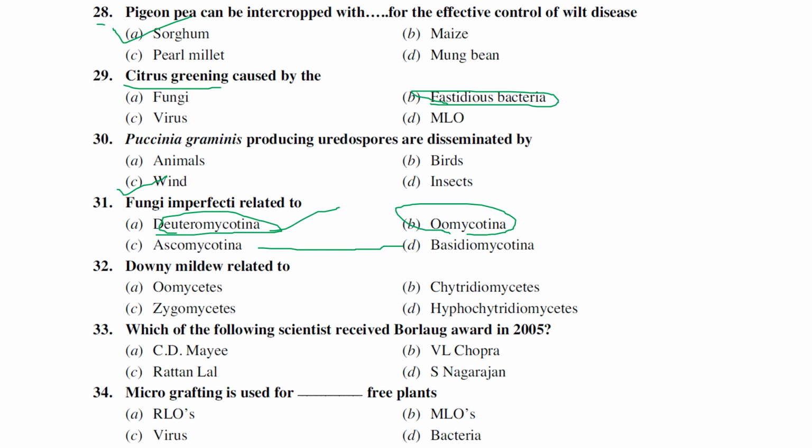So the next one is downy mildew, which is actually related to oomycetes, zygomycetes, chytridiomycetes, or hyphochytridiomycetes. We know very well all these downy mildews, damping off comes under this oomycetes group of pathogens. So the answer is oomycetes.